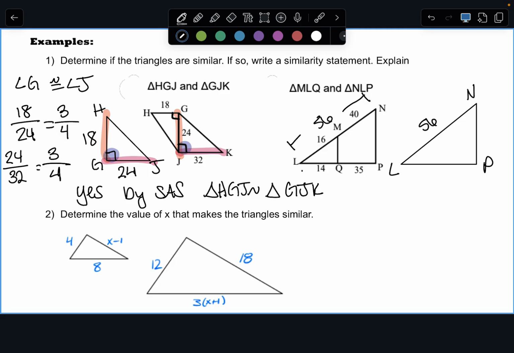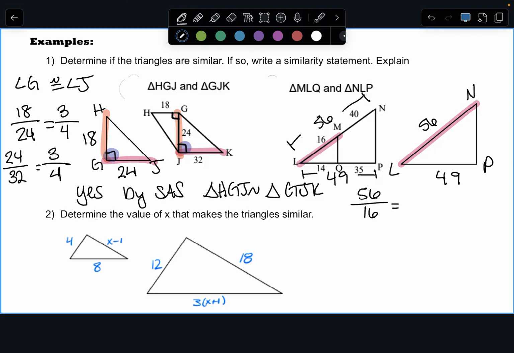What would LP be if we add it the same way? 49. Very good. So that's what we know. Let's start with sides, because I don't automatically see any congruent symbols for angles. Let's see if LN over LM, those are the pieces that correspond. Let's see what that fraction is. So 56 over 16.